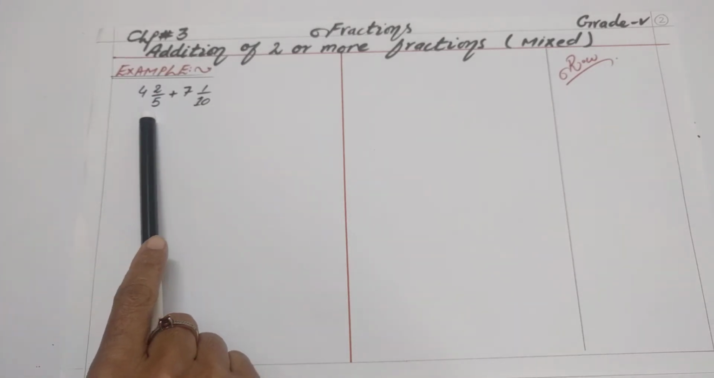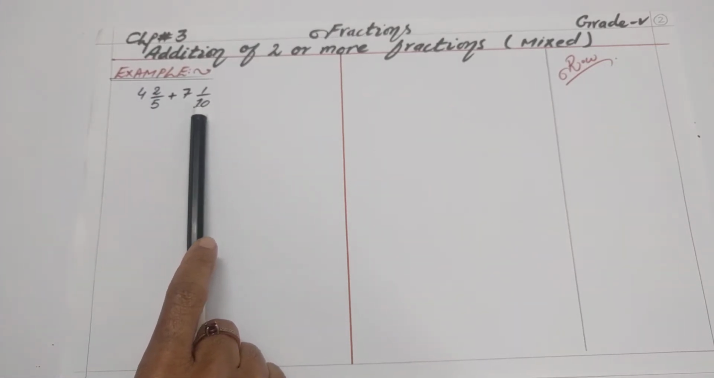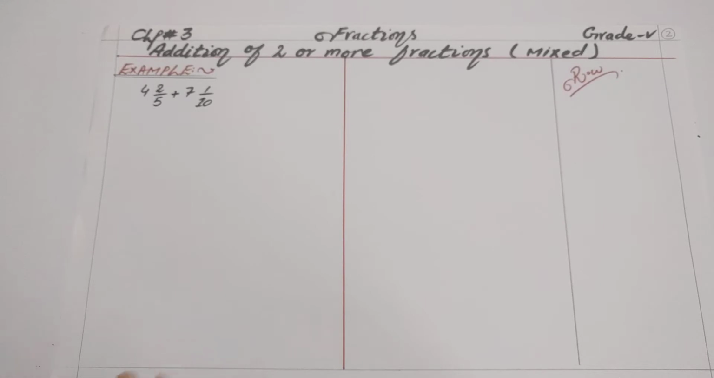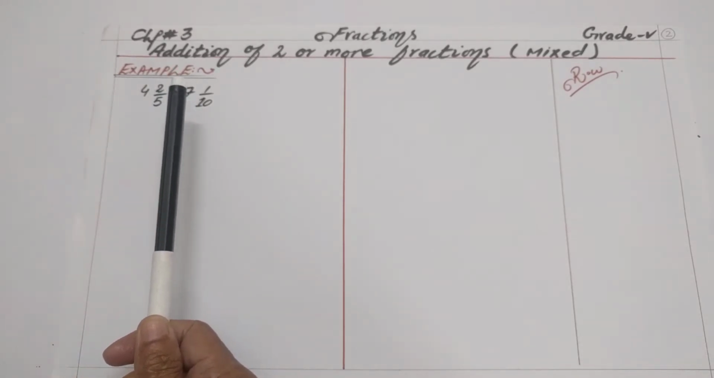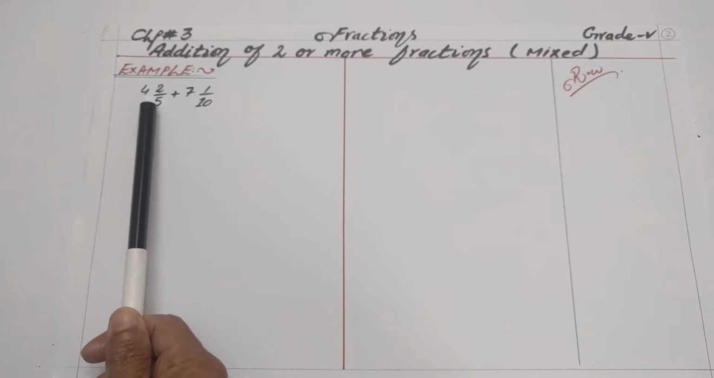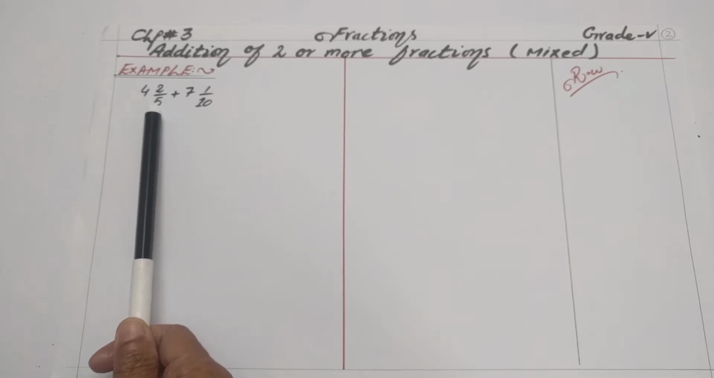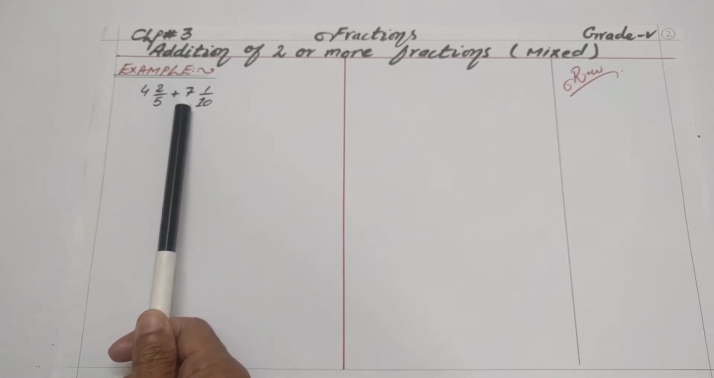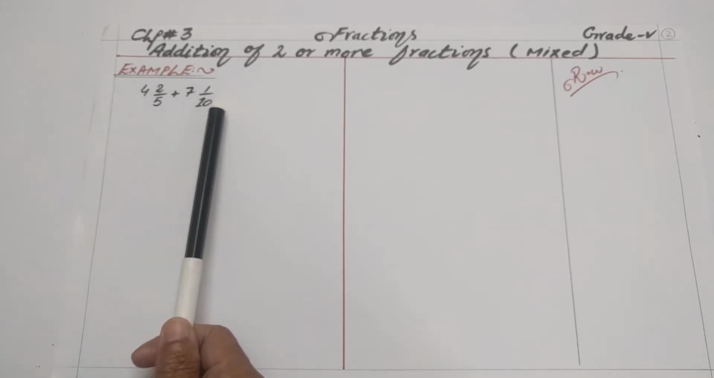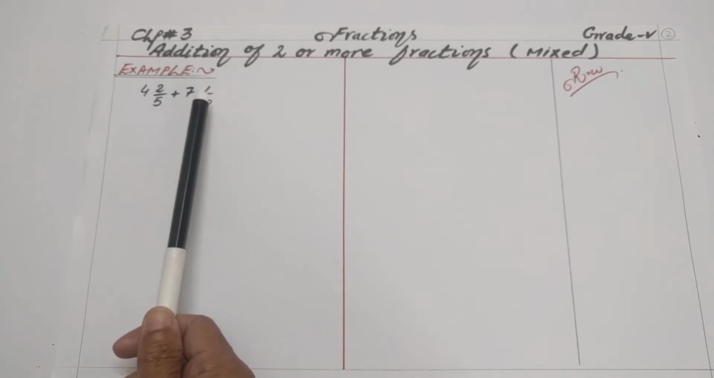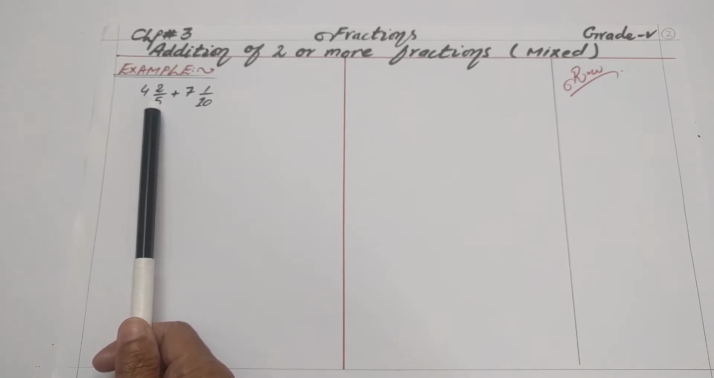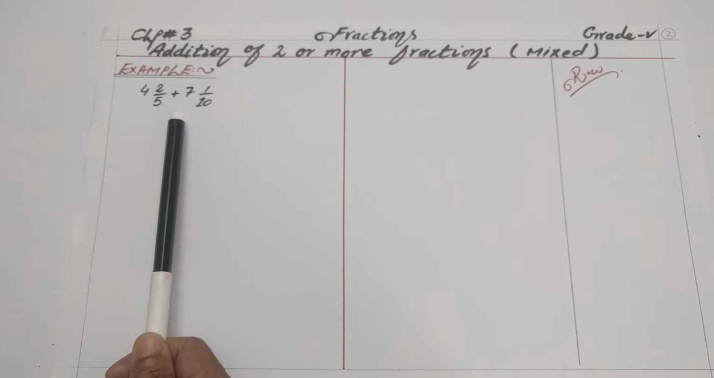Now 4 2 by 5 is a mixed fraction and 7 1 by 10 is also a mixed fraction. As I told you in the revision, a mixed fraction consists of two parts: one is the whole and the second is the fraction. In 4 2 by 5, 4 is the whole and 2 by 5 is the fractional part. Same with the second one: 7 is the whole and 1 by 10 is the fractional part. By combining the whole and the fractional part we get the mixed fraction.